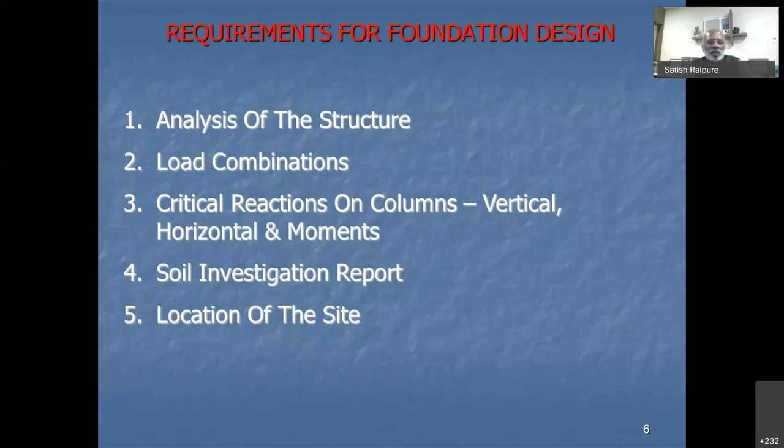And one more thing the designer should have a look at is the location of the site. The designer must visit the site before giving the foundation drawing to the contractor. It plays a very important role and gives a very detailed idea about what the location is, what the site is, and what the site conditions actually are.